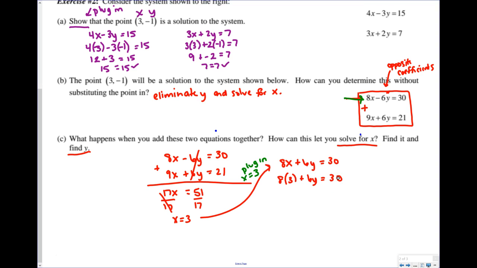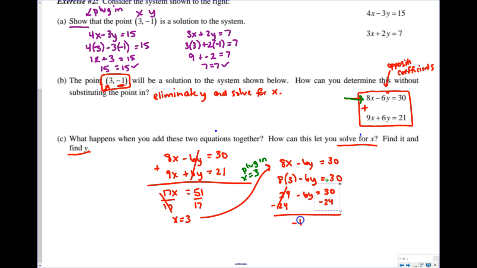What should I get for y? Well, I know that this is the solution, so I should be getting a negative 1. I've already found the 3. Let's see if this gives me negative 1. 8 times 3 is 24, plus 6y equals 30. Subtract 24 from both sides. Oh, it's a minus 6y, not a plus. Sorry. Minus 6y. There we go.